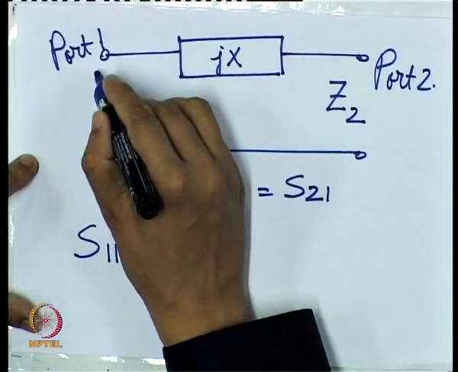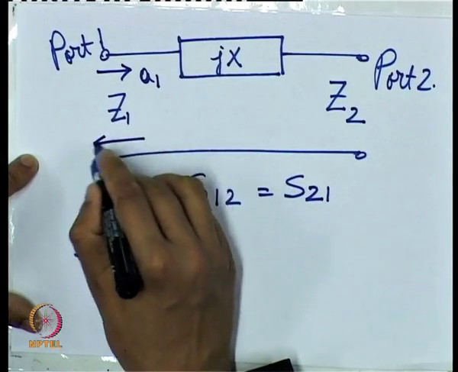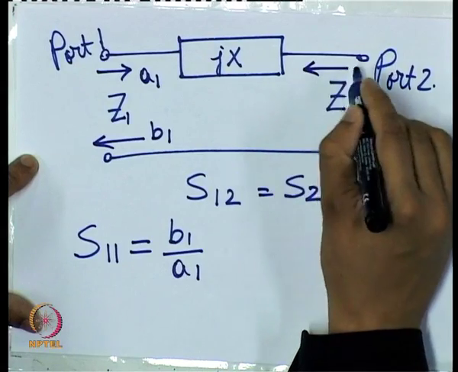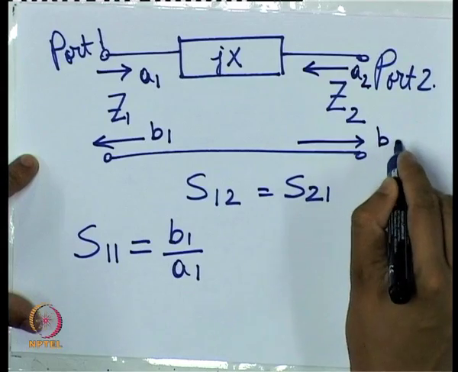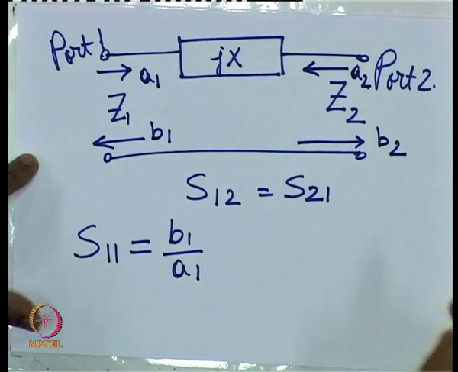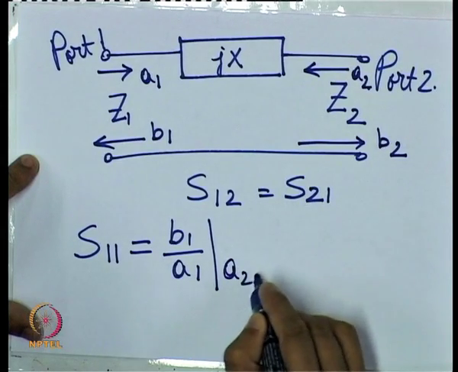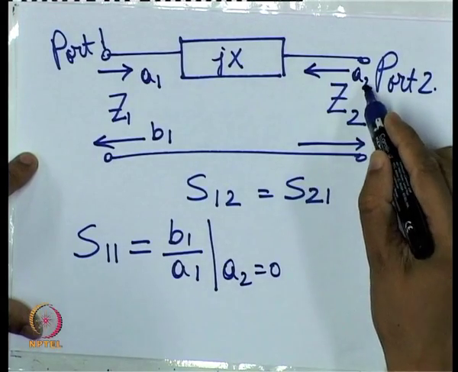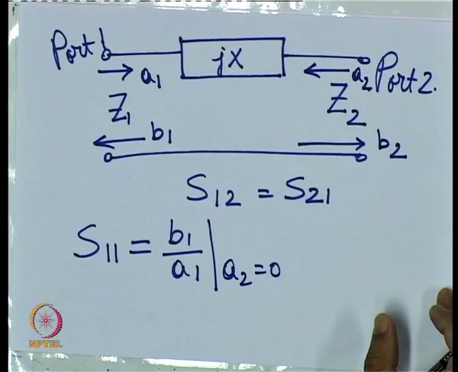If we have A1 as the incident wave and B1 as the reflected wave, and similarly A2 is the incident wave at port 2 and B2 is the reflected wave at port 2, then S11 is B1 upon A1 with A2 equal to 0. Now the question is, how do we make A2 equal to 0? Let us see whether we can make A2 equal to 0 or not.